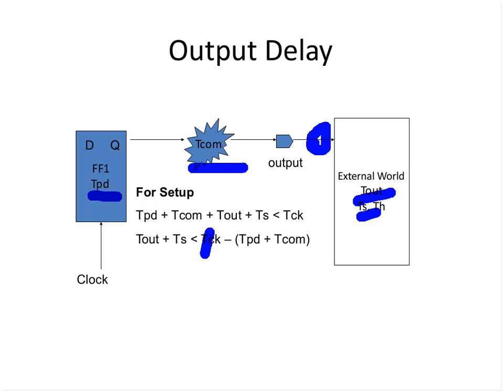Hold is much more interesting and slightly complex. Now for hold, what is the path delay? TPD plus TCOM plus TOUT, same thing, the path delay is the same. It should be greater than TH, this is the equation, right. I will rearrange. TH is what I do not know, so I will take TH on the left hand side, so TOUT minus TH. On the right hand side I will have minus TPD plus TCOM, right.